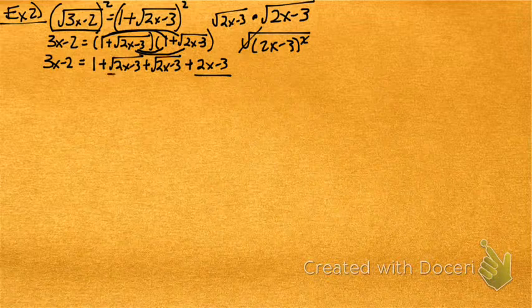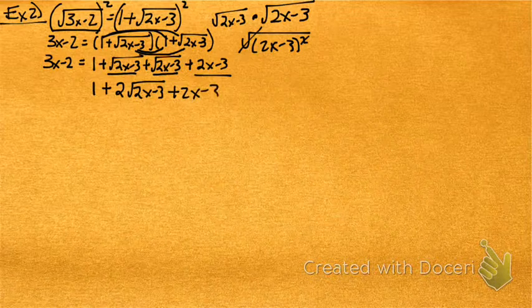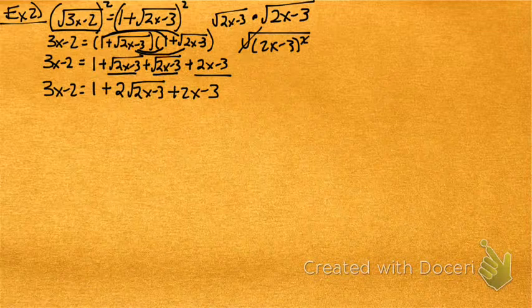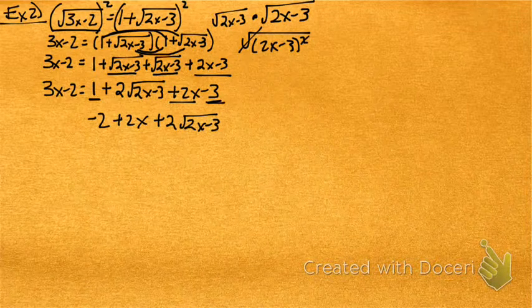Here, I'm going to add the like terms. These are both like radicals. So this side is 1 plus 2 times the square root of 2x minus 3, plus 2x minus 3 on the outside there, and I get 3x minus 2. Now what I'm going to do is add up some like terms. I have a 1 and a negative 3. That's really a negative 2. And then I have the 2x, so plus 2x plus 2 square roots of 2x minus 3 equal to 3x minus 2. Well, from here, we still have a radical.